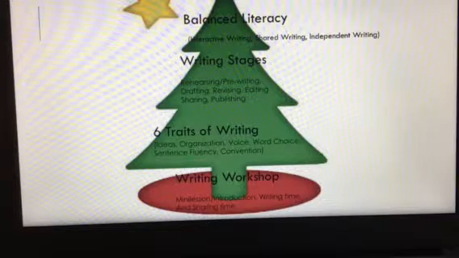The first concept that I will introduce is writer's workshop, which is when the teacher introduces a mini lesson in which they could talk about the 6 traits of writing or the writing stages. The next thing they do is writing time, which allows the students to write down their ideas. The final stage in writer's workshop is sharing time. This is where the student shares their work with the class.